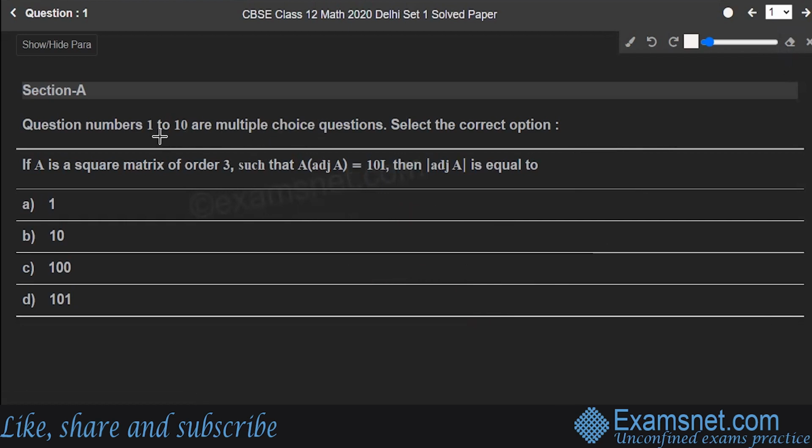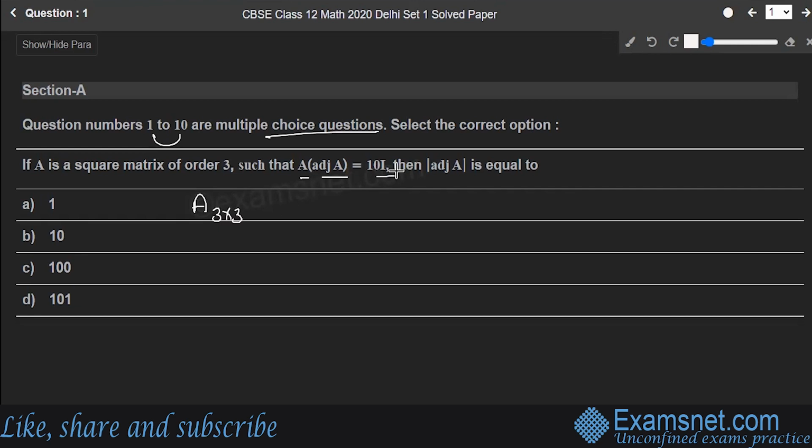Question number 1. Questions 1 to 10 are multiple choice questions, and you have to select the correct option. The first question is from matrices. A is a square matrix of order 3 by 3 such that A into adjoint of A is equal to 10I. Then what is the determinant of adjoint A equal to?